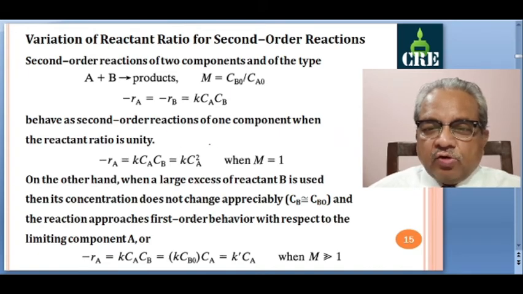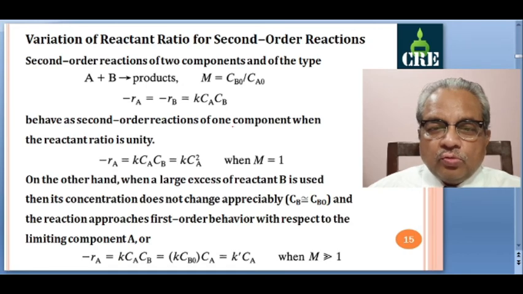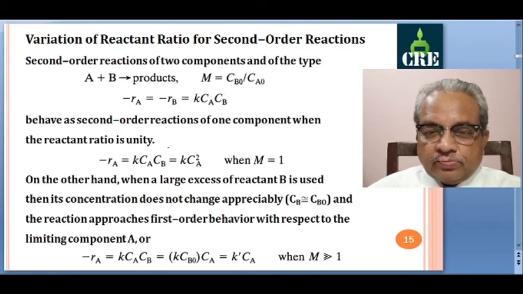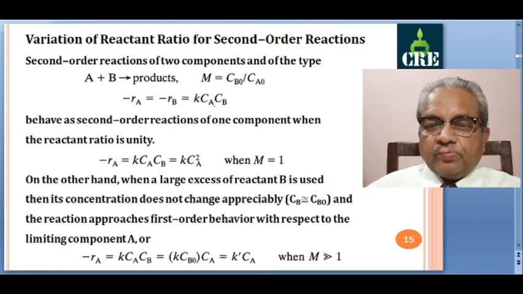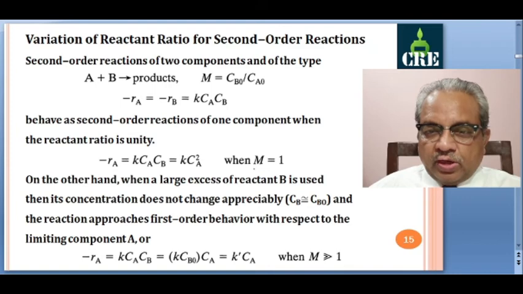This behaves as a second order reaction when M is equal to 1, that is, the initial reactant ratio is 1. If this is 1, that means Ca is equal to Cb, so we can write it as Ca squared. So for M not equal to 1, k CA CB; for M equal to 1, k CA square. Still it is second order.